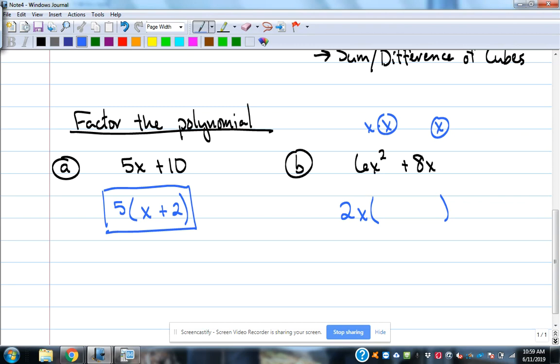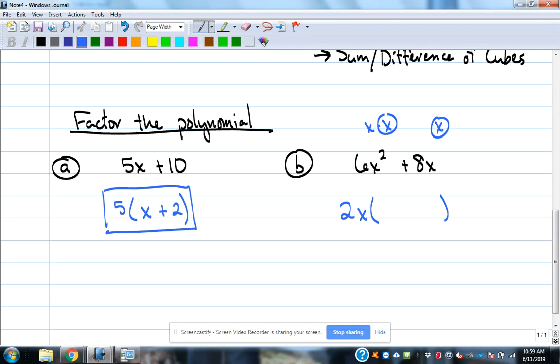It's always going to be the smaller set, never going to be the bigger one. Always going to be the smallest that all of them have with the variables. The number, you're looking for the biggest one that goes into all of them. The variables, you're looking for how many do all of them have, and it's always going to be the smallest number of them that they all have.